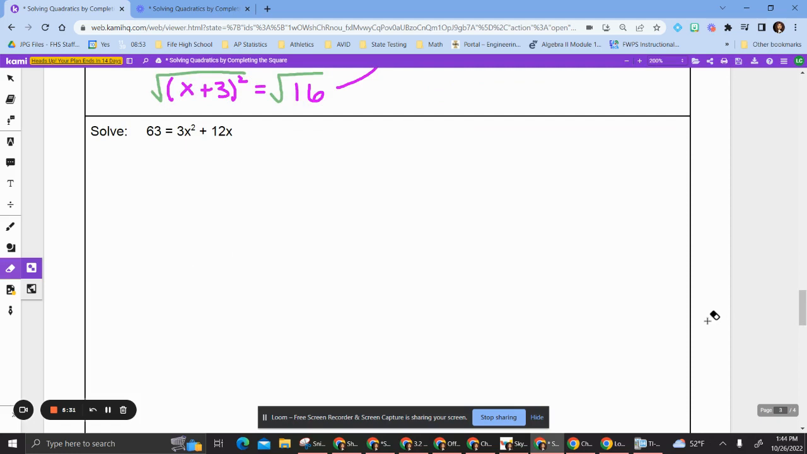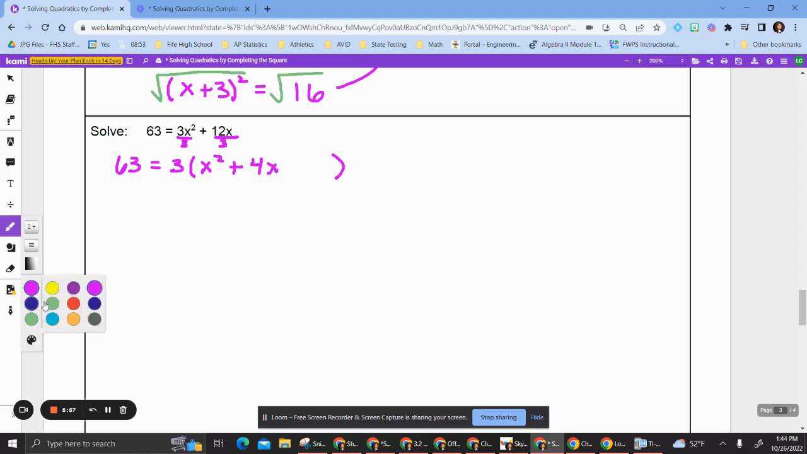All right, so let's go ahead and try another problem. So this problem is just written on the other side. So I have 63 is equal to 3x squared plus 12. So if I take out a 3, I'm left with x squared. And if I take a 3 from 12, I get plus 4x. And then I'm going to leave some room and close off the parentheses.